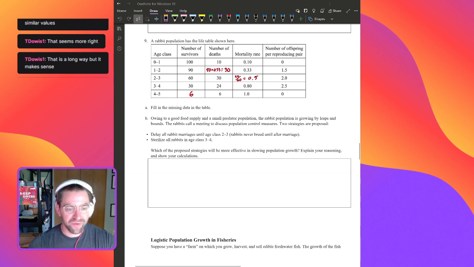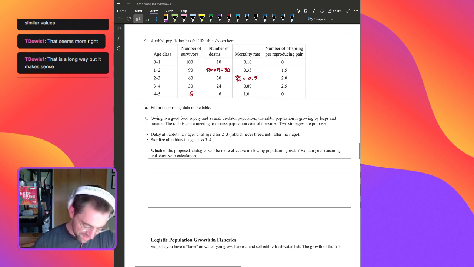When the same cohort reaches class 3 and 4, it will consist of 30 rabbits or 15 pairs, each of which will produce an average of 2.5 offspring for a total of 37.5 rabbits. Therefore, the population size will be more limited by delaying rabbit marriages until age class 2 or 3. So I'm just gonna put a little star and a little sad face here.